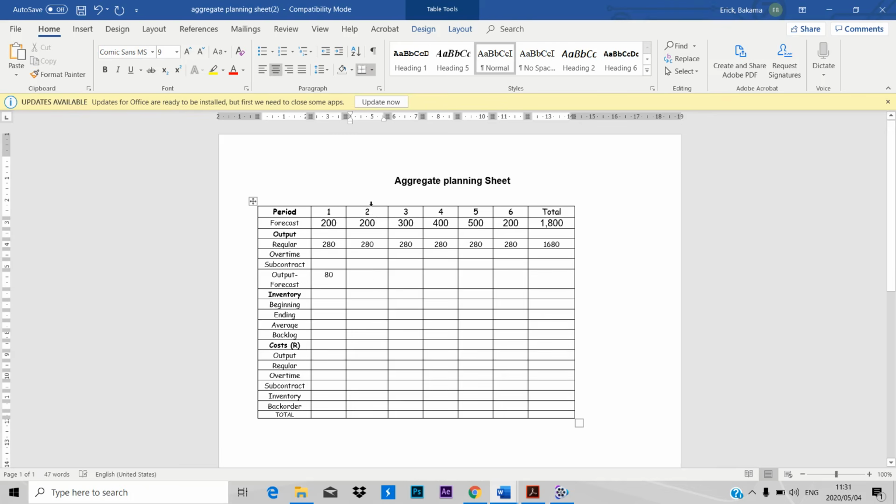Second period, the same thing. We forecasted 200 to be sold, but we manufactured 280, so we are still left with an additional 80 units. In the third period now, we forecasted to sell 300 units, but we only manufacture 280. That means we will have a deficit of 20, and in that case it becomes a problem. So how do we match? That's what we need to work on now, overtime, because what we wanted to produce and what we have produced do not match. So how much overtime should we use?